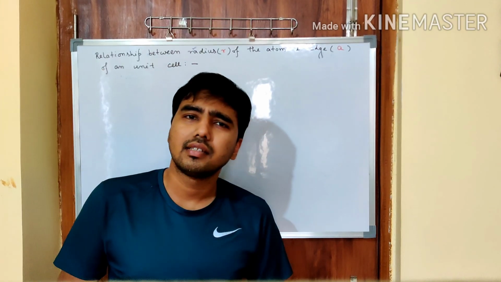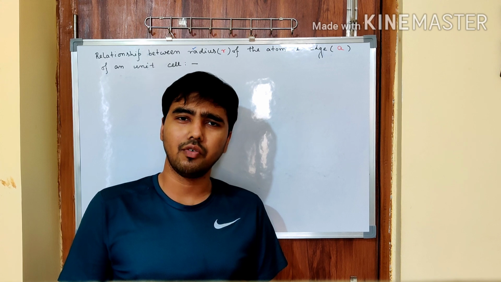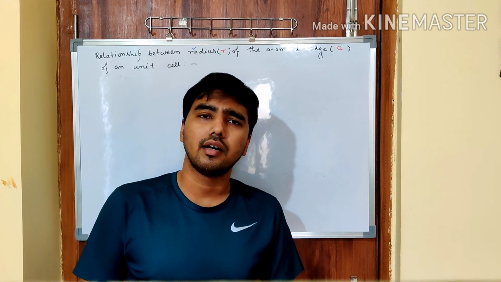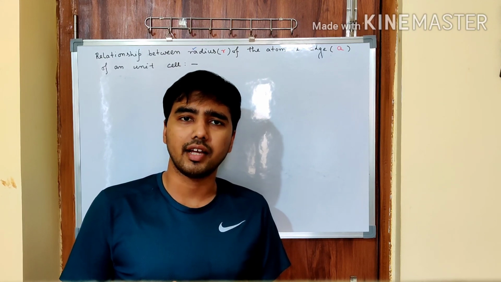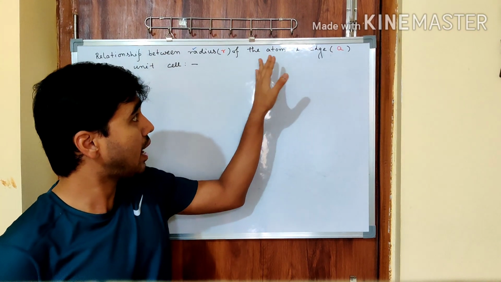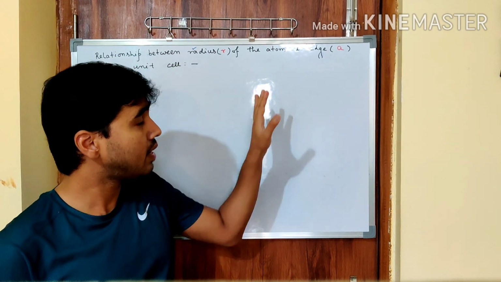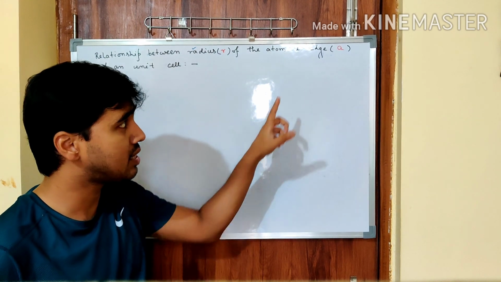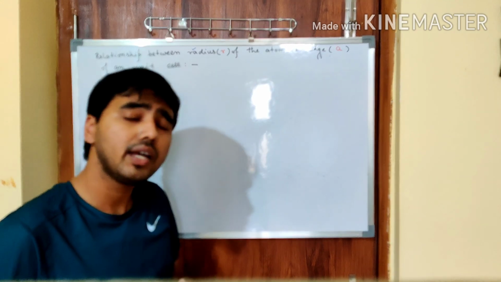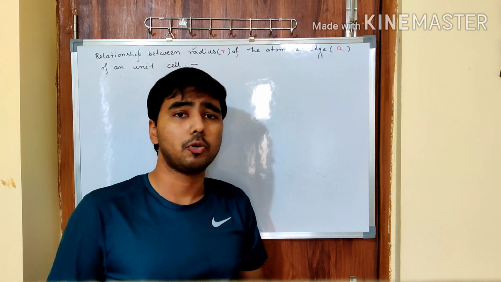We had already stepped into the mathematical part of the solid state. In the last video, we had discussed the packing fraction and the relationship between A and R, that means the edge of the unit cell and the radius of the atom. So we had first established the relationship between the edge and the radius, that is between A and R. Then we had discovered the packing fraction in the simple cubic lattice.